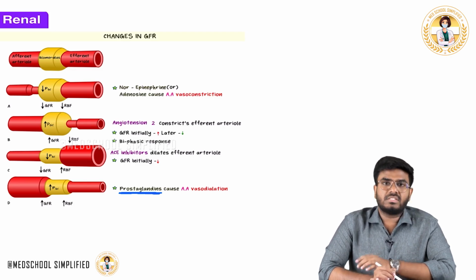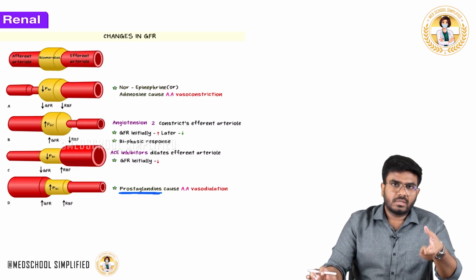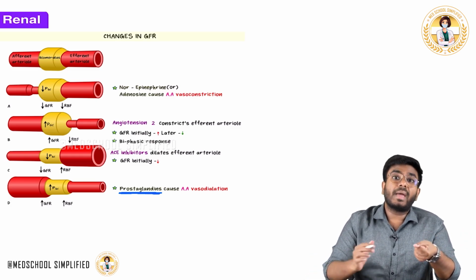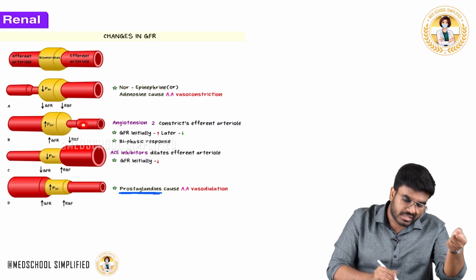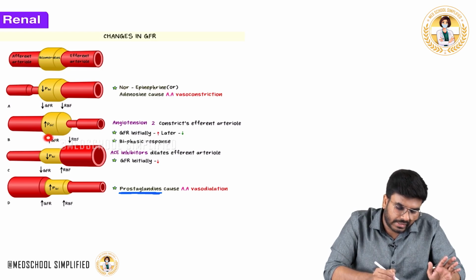Just imagine there is a garden hose, a pipe, and you close the opening. What happens? Back pressures are generated. In the same way, when you constrict the efferent arteriole, back pressures are generated. So there will be more hydrostatic pressure in the glomerular capillary that increases the GFR initially. So initially, yes, GFR increases.